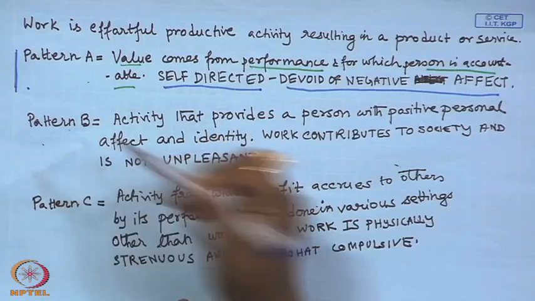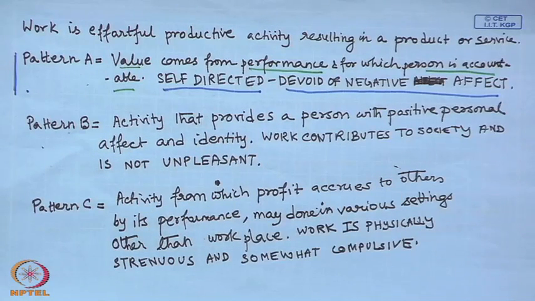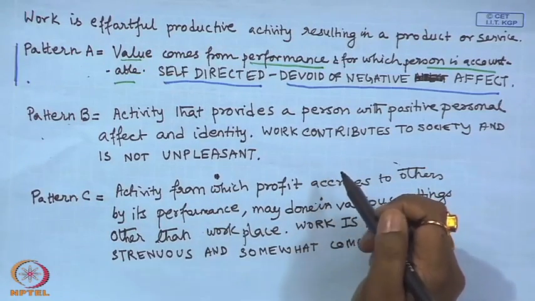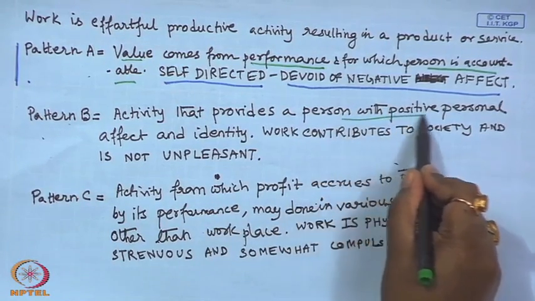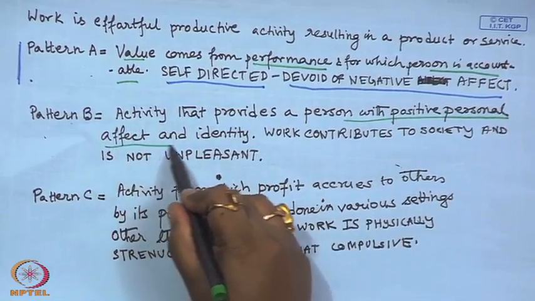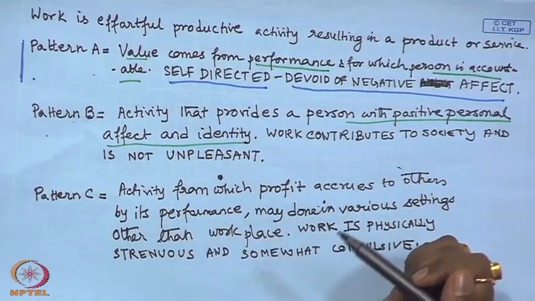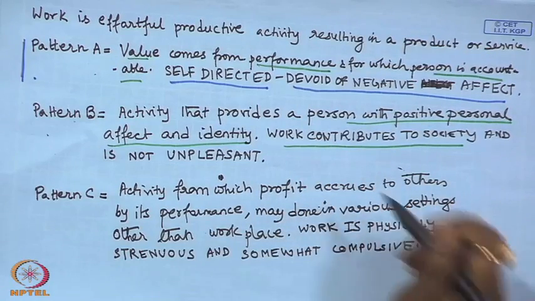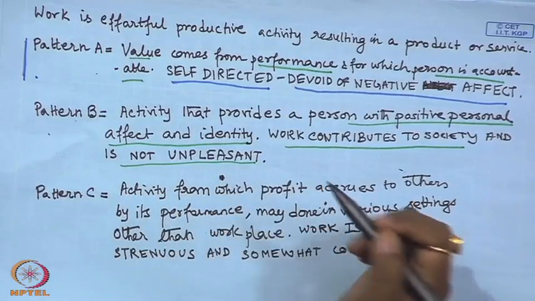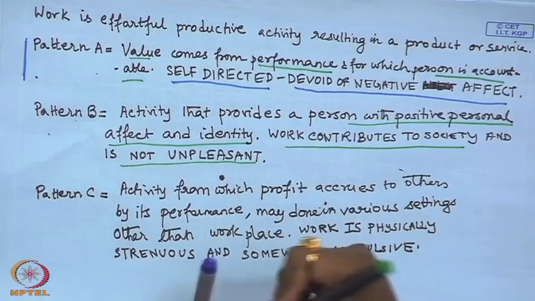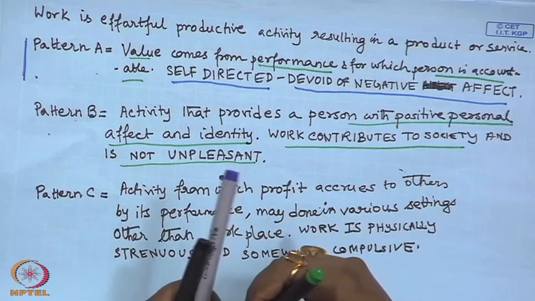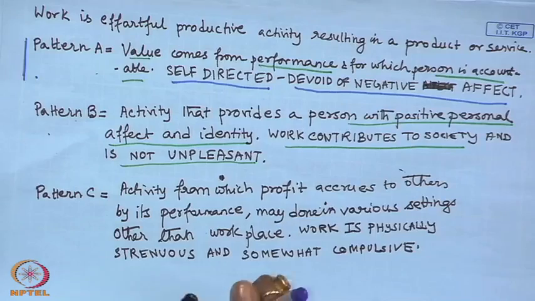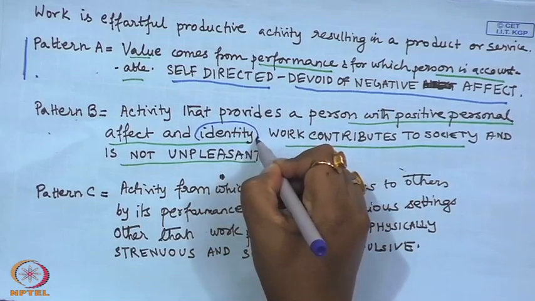Next is pattern B, which provides a person with positive personal affect and identity. Work contributes to society and is not unpleasant. This is governed more by the esteem needs that are fulfilled by the work. The person gets a positive affect, and this word identity is very important.